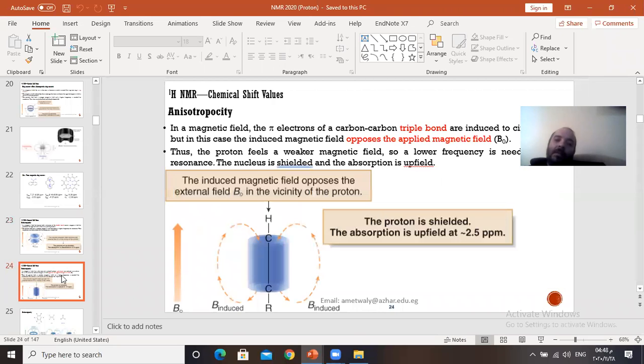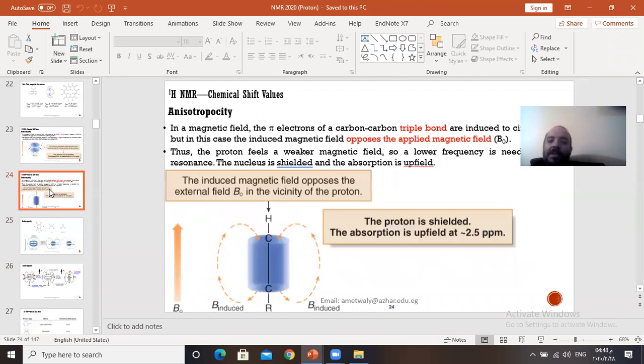What happens is the vice versa, the opposite thing happens in the acetylene bond or triple bond. In the triple bond here, we have two pi bonds and they are circulating also. We will see that the induced magnetic field by anisotropy is with the applied field here and is inside. But the protons lie in the place where the induced magnetic field is against the applied magnetic field.